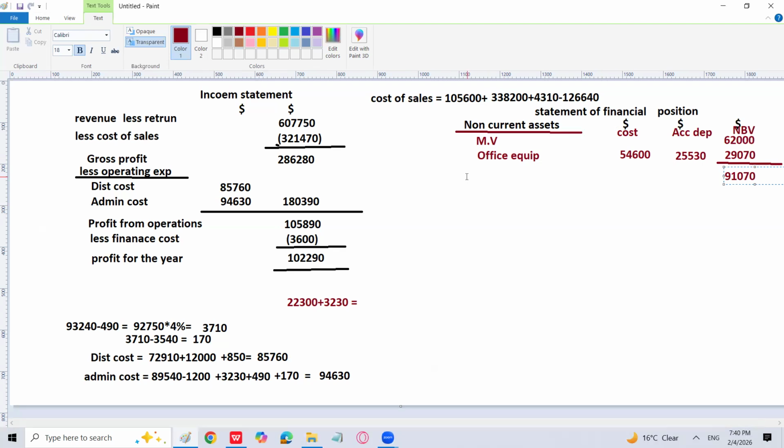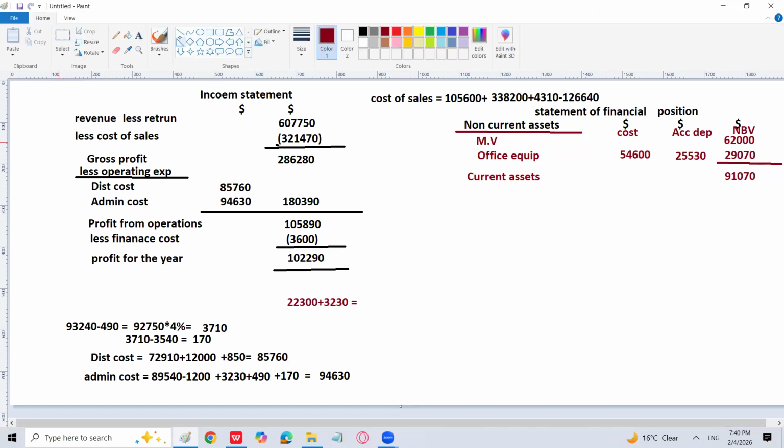So we are done with this part. Now I'm going to write the current asset section. You can write here also if you want to write. If previous year depreciation is given in the question, sir, it will be subtracted from non-current asset.